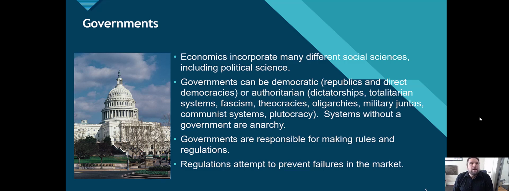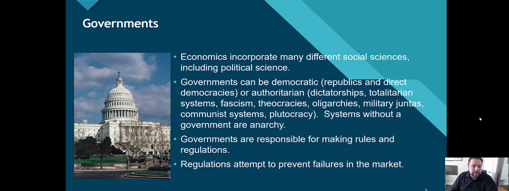Okay? So specifically on the topic of governments, right? So I think consumers and firms are pretty easy to understand. One makes the goods, one buys the goods. Governments have their own special place, especially in the macroeconomic school of thought. Economics tries to incorporate many different types of social sciences, including political science, and to some extent sociology is involved, probably psychology to a significant extent.